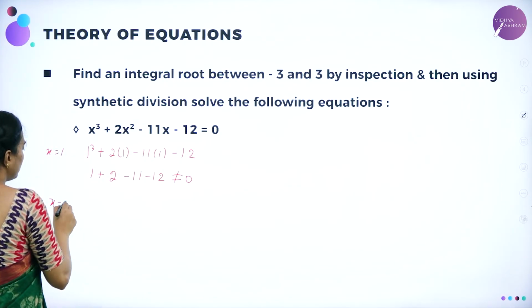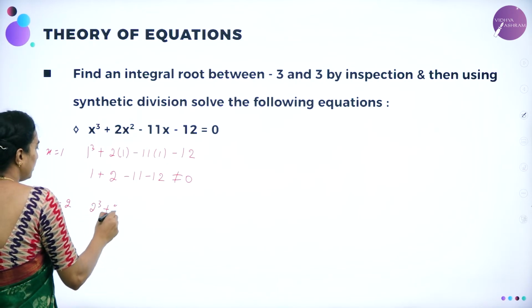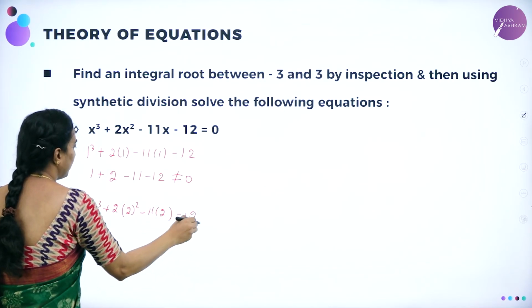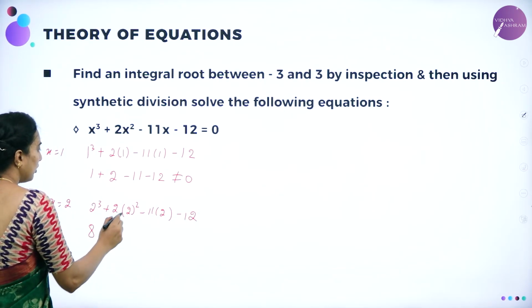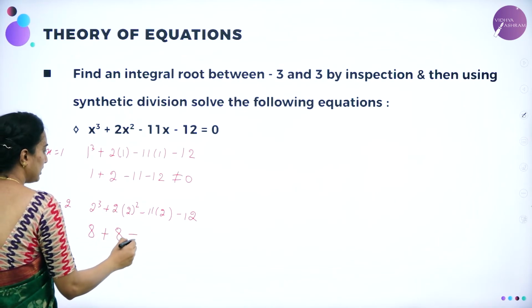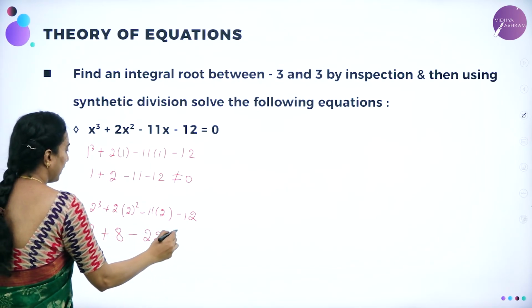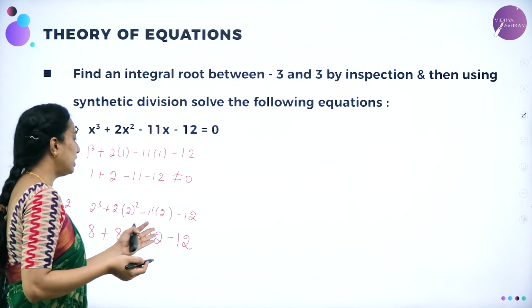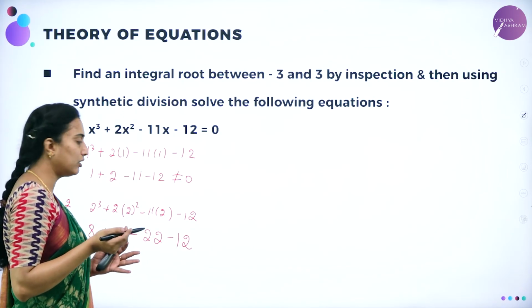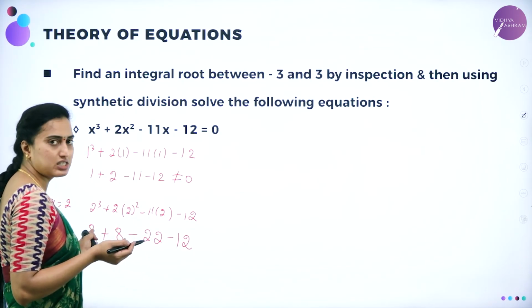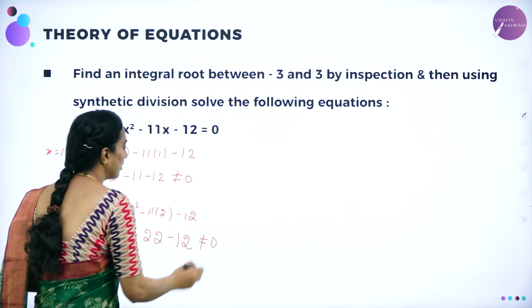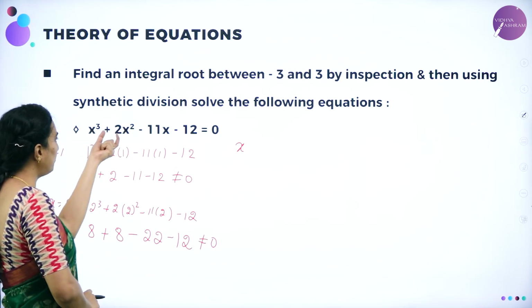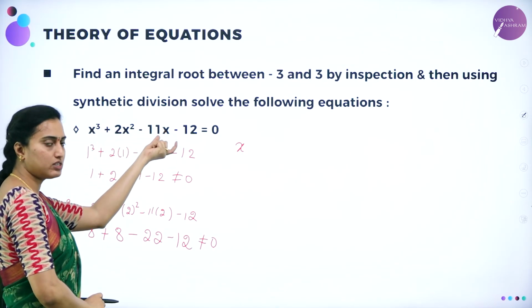Now x equals 2, that is 2 cube plus 2 into 2 squared minus 11 into 2 minus 12. 2 cube is 8 plus 4 2s are 8 minus 11 2s are 22 minus 12. Now 8 plus 8 is 16, but minus 22 minus 12 you are going to get as minus 34. Minus 34 plus 16 never equal to 0. And now putting x equals 0, 0 plus 0 minus 0 minus 12, which is never equal to 0.